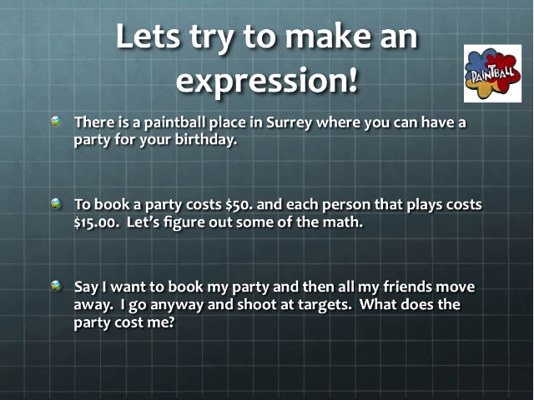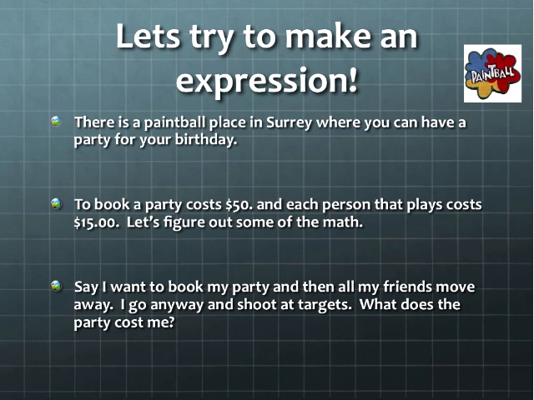So I gave you the tools today. You can help me out. All right, so first of all, we're going to make an expression. And we're going to do that over a couple of slides. So there's a paintball place in Surrey where you can have a party for your birthday. So to book a party costs $50, and each person that plays costs $15.